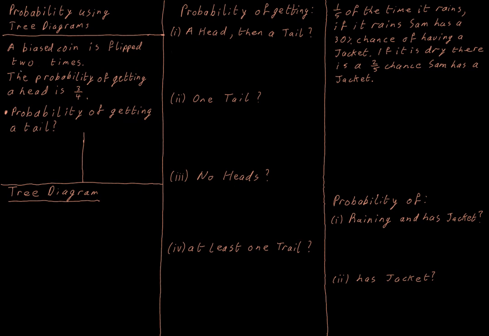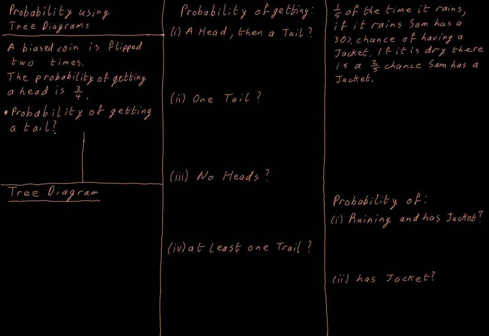A biased coin is flipped 2 times. The probability of getting a head is 3/4. So it's an unfair coin. I should have a probability of a half if I had a fair coin for getting a head. Now I have a probability of 3/4. That means that it's biased towards the probability of getting a head.